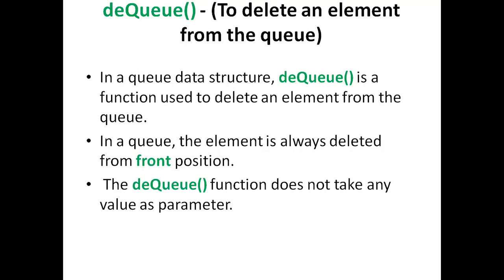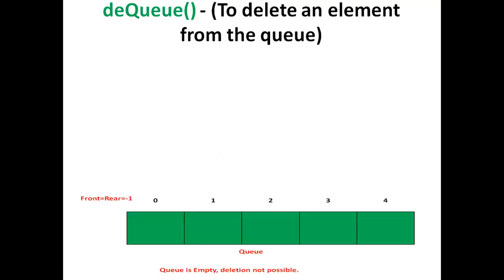So DQ means deleting. We can perform the delete operation by using the variable front. The DQ function does not take any value as a parameter, means we will not pass any arguments in this function. So if you observe this one, if you want to perform the delete operation, check whether Q is empty or not. Means if it is empty, our deletion is not possible.